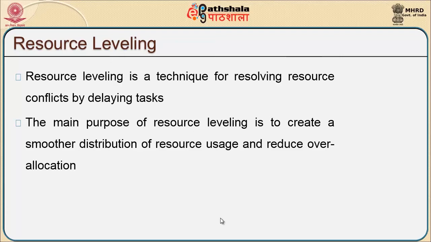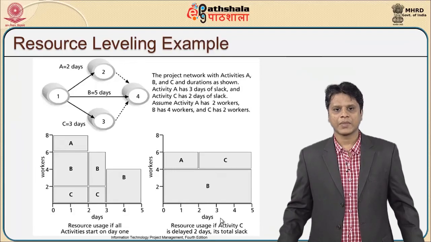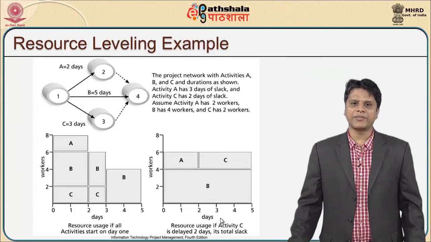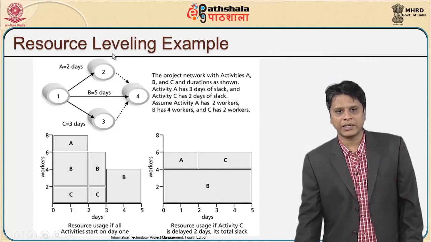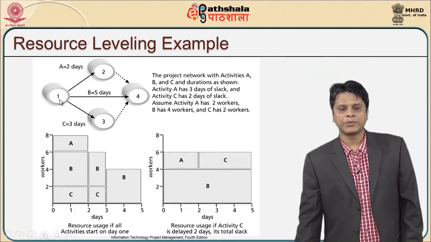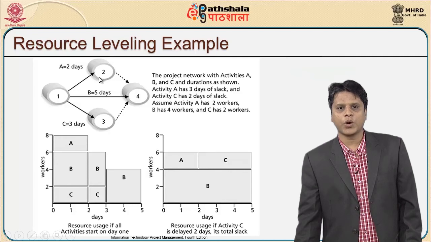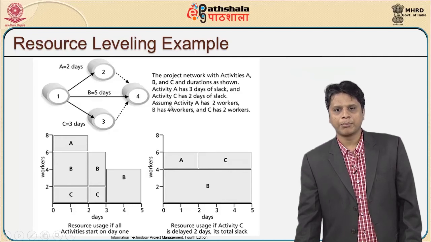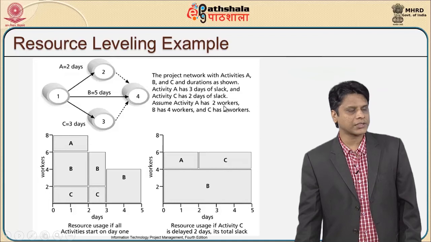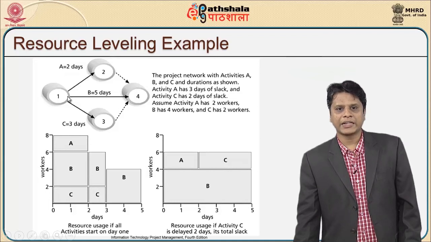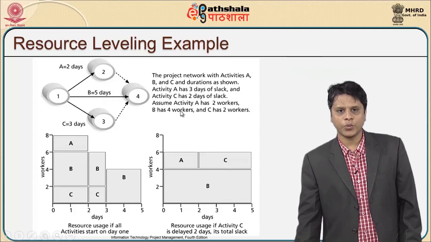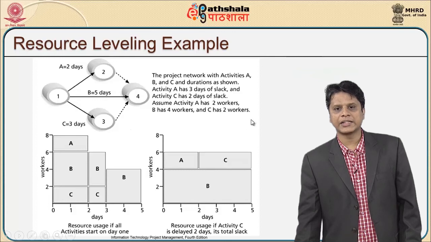So as a manager, we should know what kind of resources are required at what point in time. Say, for example, here resource leveling is being carried out with this PERT diagram. Shifting between activity 1 and 2 actually takes 2 days, and activity A has 2 workers. Shifting between activity 1 and 4 takes 5 days, but has 4 workers. Shifting between activity 1 and 3 takes 3 days and has 2 workers.